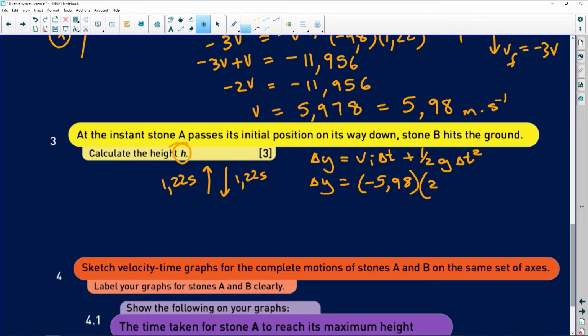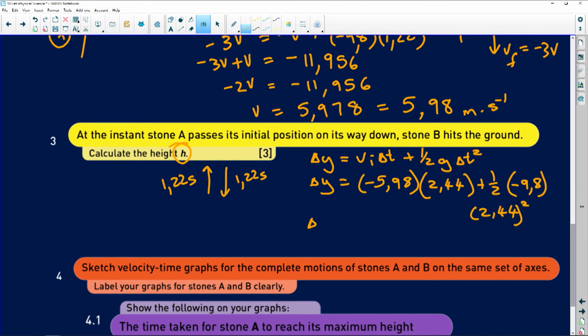So it's 2,44 seconds plus a half. g is in the downward direction when we chose down as negative because up was positive. Sorry, I've run out of space. Multiplied by 2,44 seconds squared. And now we just have to put that all into the calculator and get the answer. All right, so let us go and do the final answer.